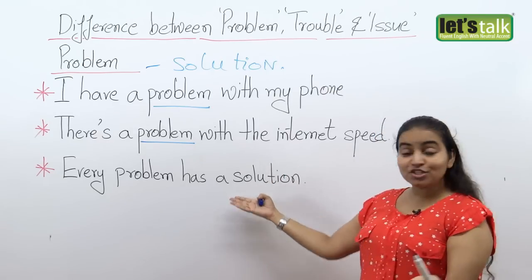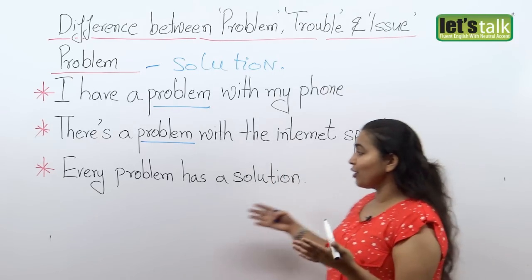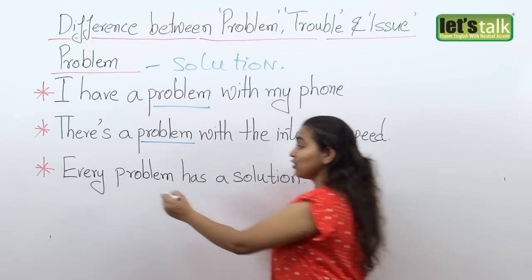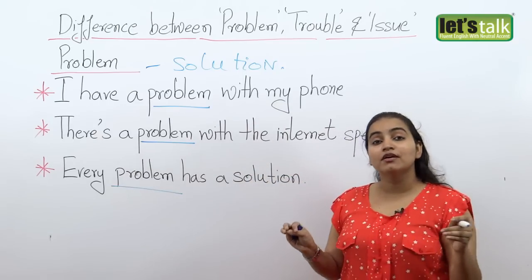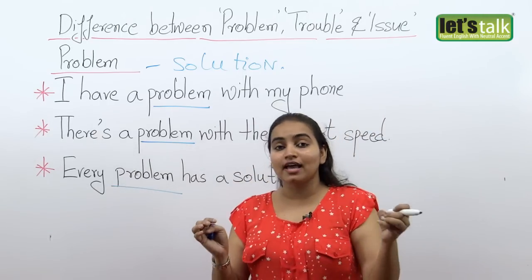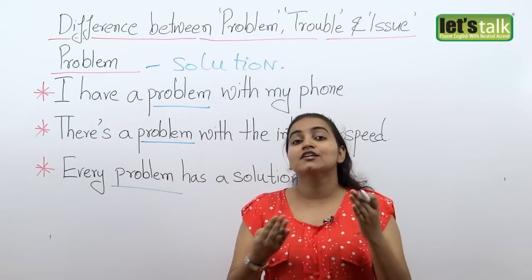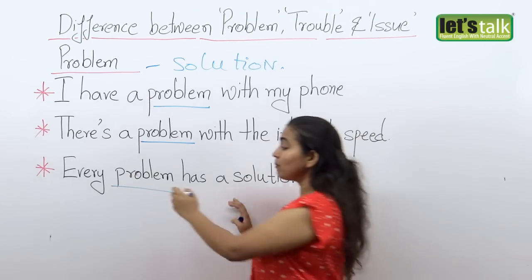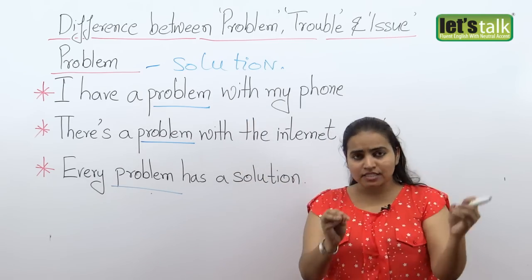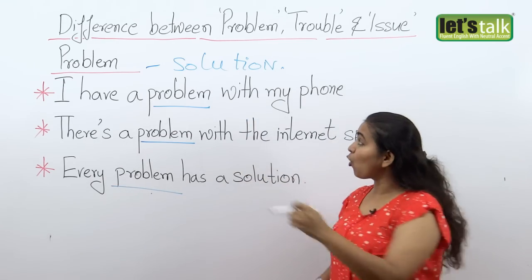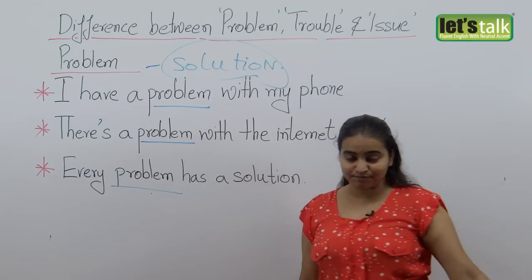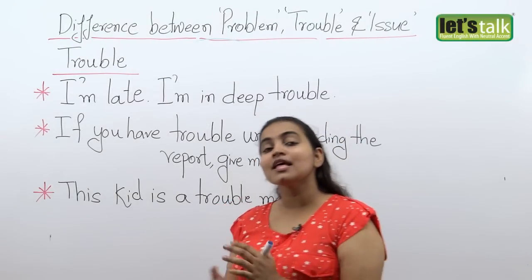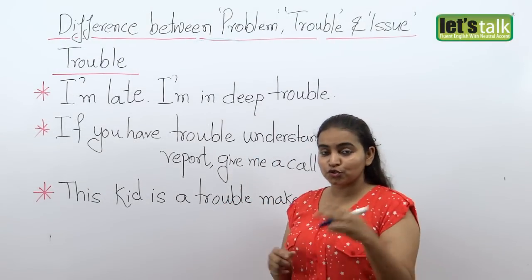And the most common sentence we all know is every problem has a solution. And again, I use the word problem because I am reiterating the fact that a problem is always solvable. And therefore, when I'm using the word problem, I'm talking about a negative thing, but something that can always be solved.